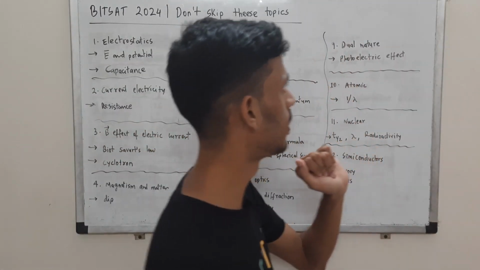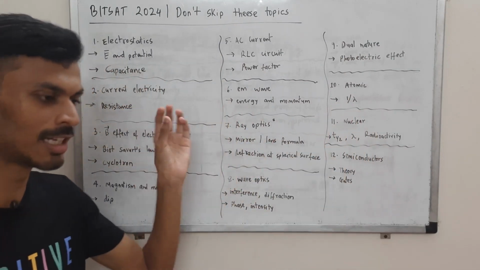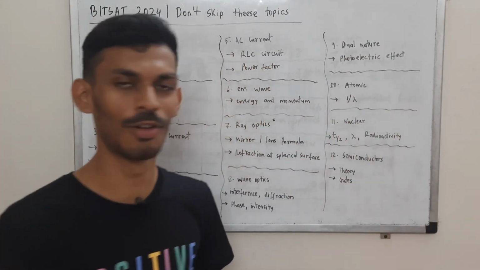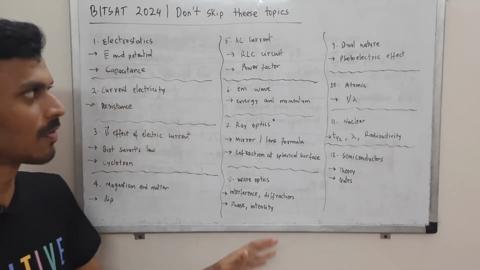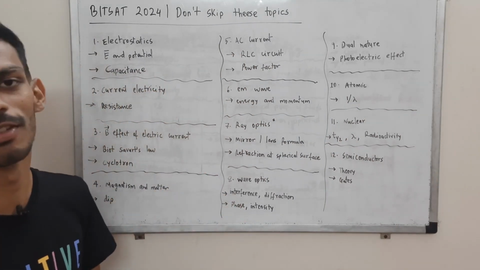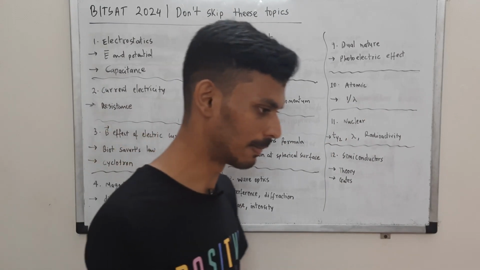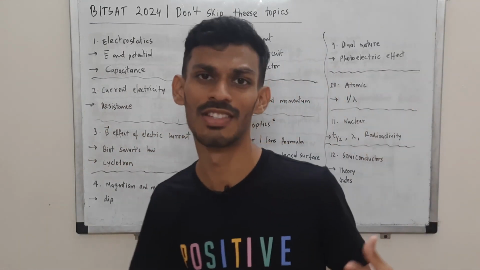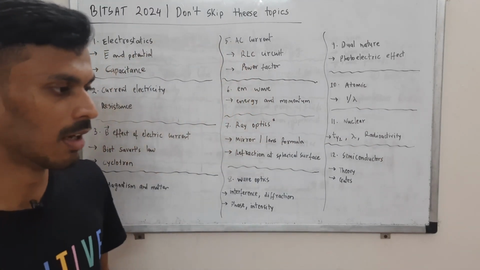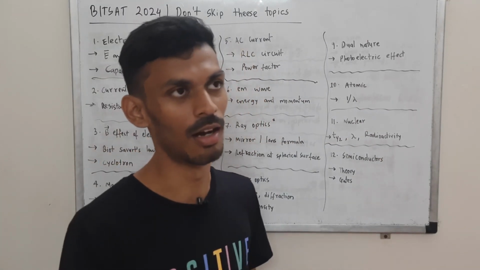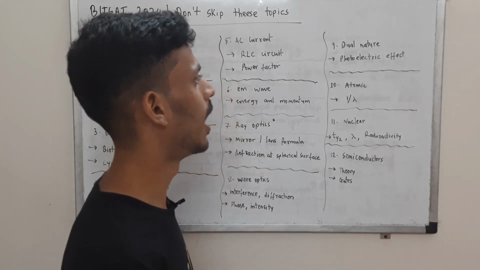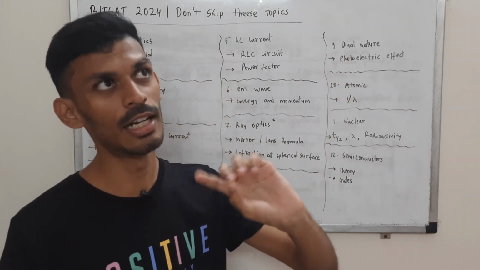Ninth chapter, dual nature. Nothing is there, only one thing: photoelectric effect. So just focus on that. Most of the questions, 80% of the questions, were based on photoelectric effect. So you should know all the graphs, the relations, and what happens to the stopping potential and all of those things. And a few questions were also based on de Broglie wavelength.